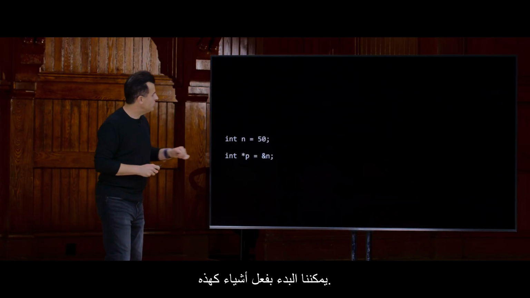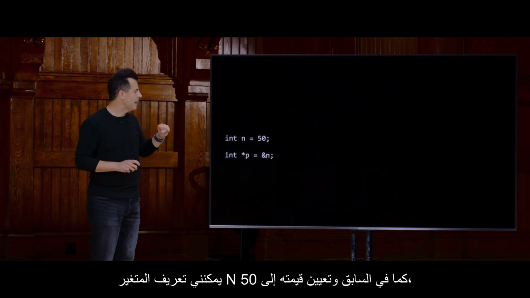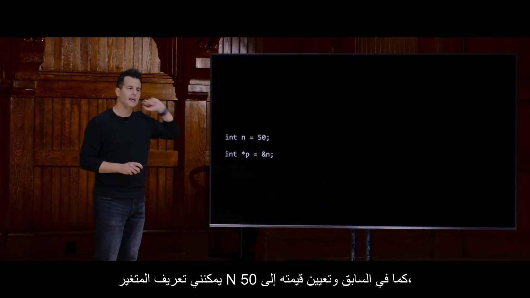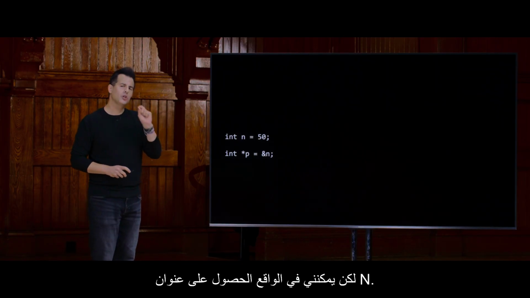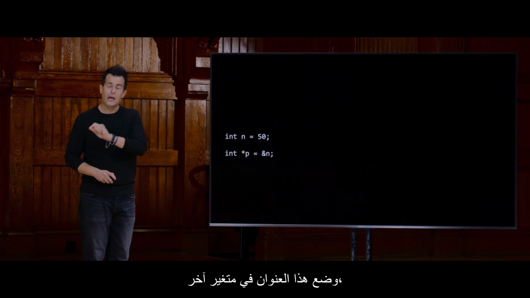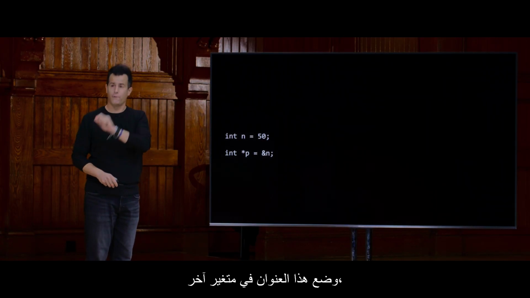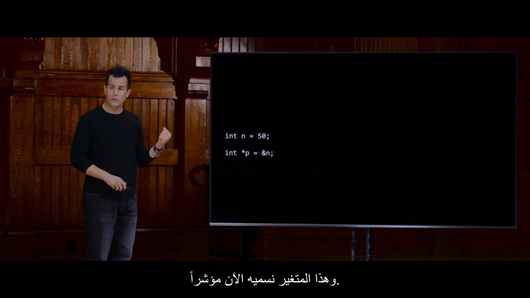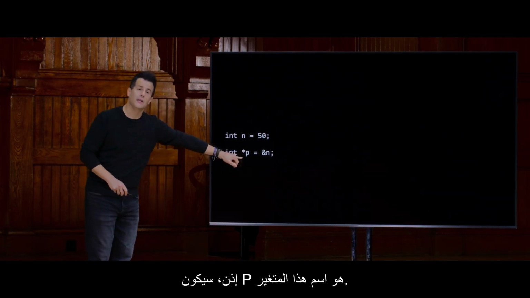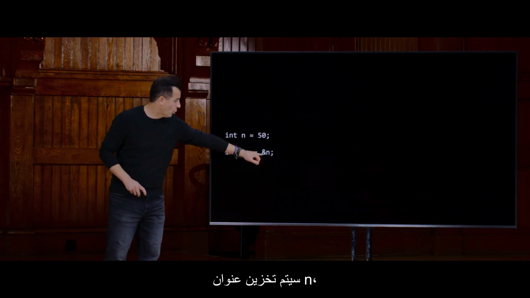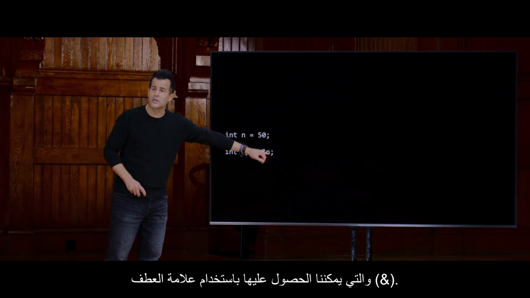Well, we can start to do things like this. I can declare my variable n as before and set it equal to the value 50. But I can actually get the address of n and put that address in another variable. And that variable we now call a pointer. So p is going to be the name of this variable. It's going to store the address of n, which we can get using the ampersand.